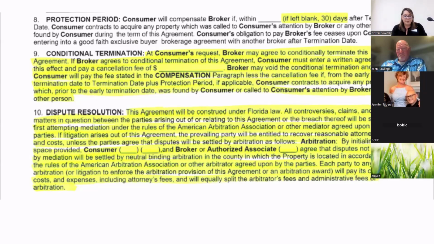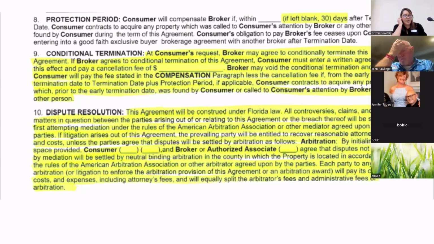The consumer's obligation to pay the broker's fee ceases upon the consumer entering into a good faith exclusive buyer broker agreement with another broker after the termination date. So when this document terminates, the next day they sign a new buyer broker agreement with a different agent, you're no longer entitled to anything. The protection period just goes away. They're working with somebody new.